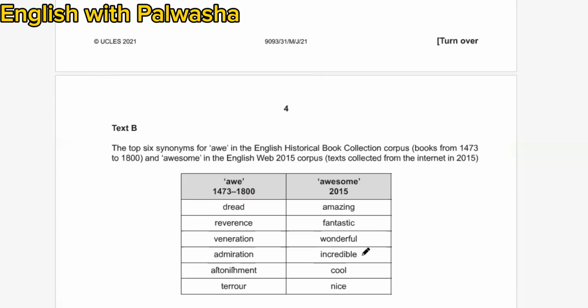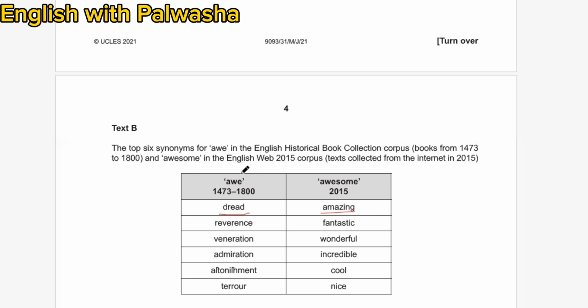Now here they have given the top 6 synonyms for awe in the English historical book collection corpus, books from 1473 to 1800, and awesome in the English Web 2015 corpus, text collected from the internet in 2015. So there is a huge comparison here, okay? You can see how long the words were and how the words are now.